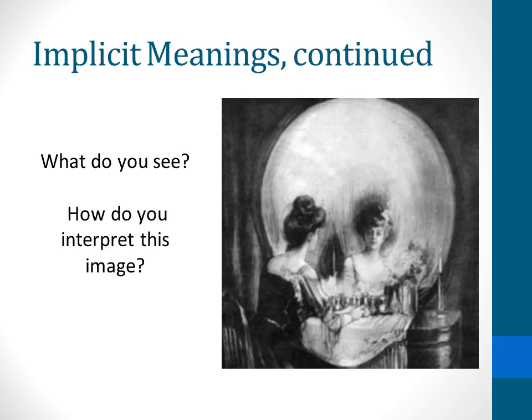So here's a picture that kind of represents implicit meaning. It's an interpretation. Some of you may have seen a woman looking in the mirror. Others of you may have seen a skull right away. If you look hard enough, you can see both images. And what this means is that we each have a different filter.